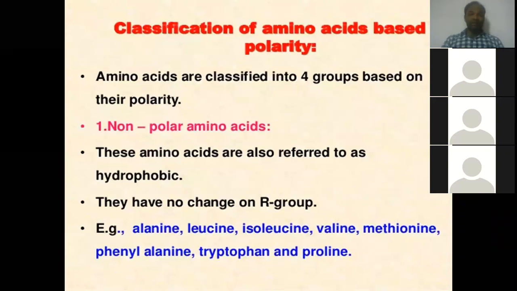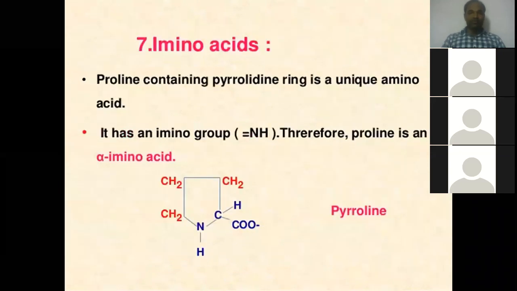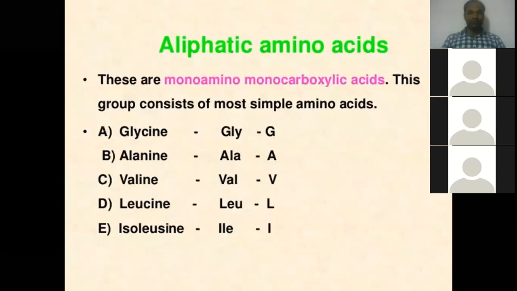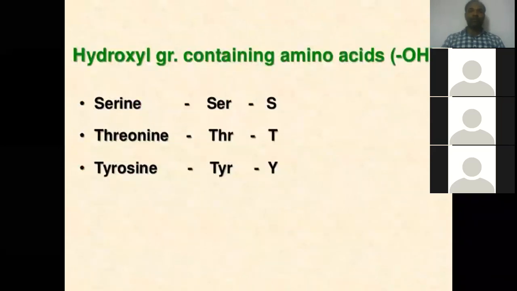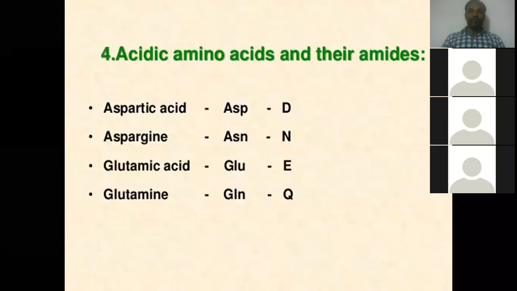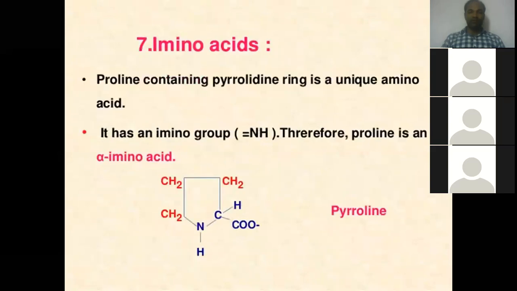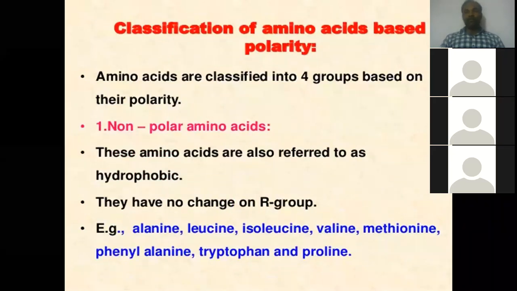Now the next heading is classification of amino acids based on polarity. The classification we have seen so far is based on the structure of amino acids. If we classify on the structure of amino acids, 7 different groups are formed: aliphatic amino acids, hydroxyl group containing amino acids, sulfur containing amino acids, acidic amino acids and their amides, basic amino acids, aromatic amino acids, and imino acids. So these are the 7 different groups of amino acids based on structure. Now here comes the classification of amino acids based on polarity.